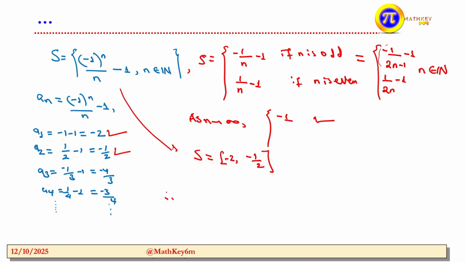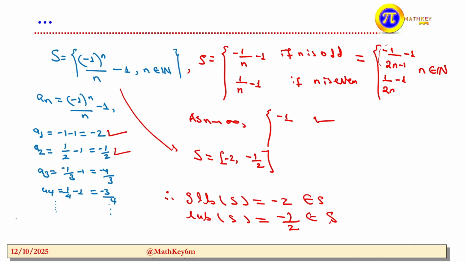Therefore, from this, the greatest lower bound of our S is -2. And the least upper bound of our S is -1/2. This implies that both are elements of S. We can find the least upper bound as well as the greatest lower bound of any set in these forms. Let's add one more example on this.